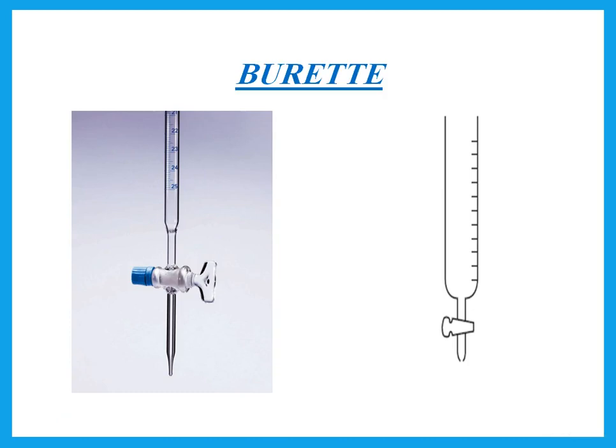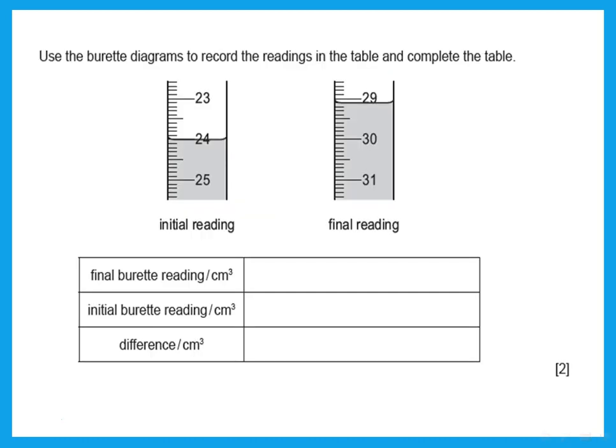This is, of course, a burette. It is something that has graduations and a tap. This, of course, measures volumes of liquids very accurately, and it can measure any kind of volume, 21.0, 21.3, 25, and so on.